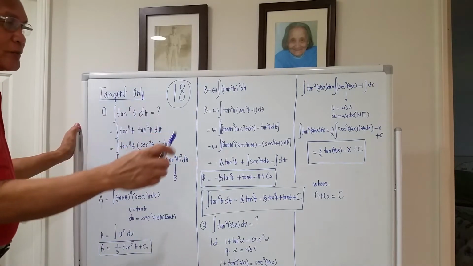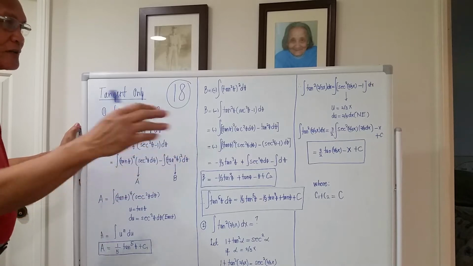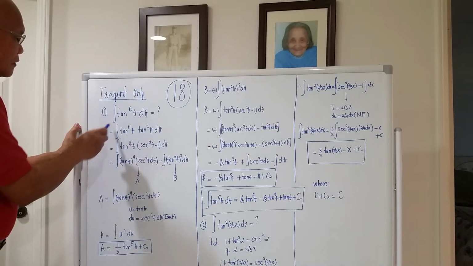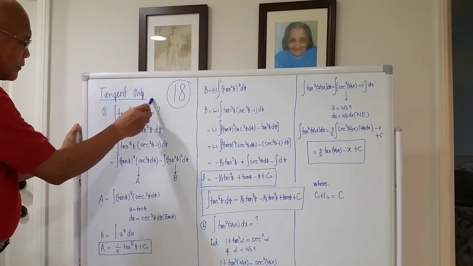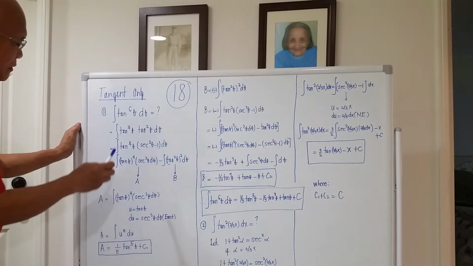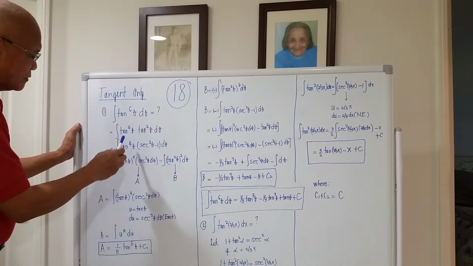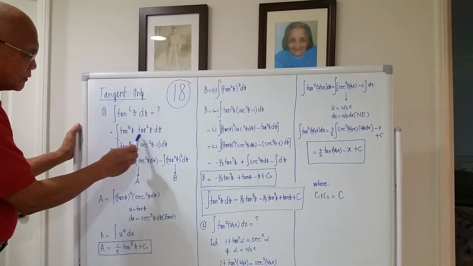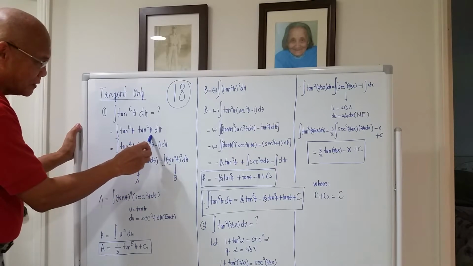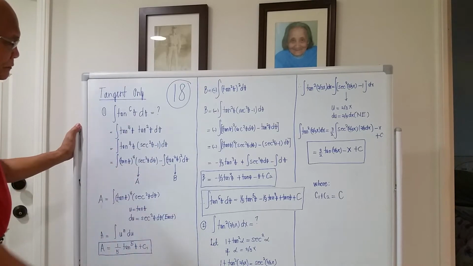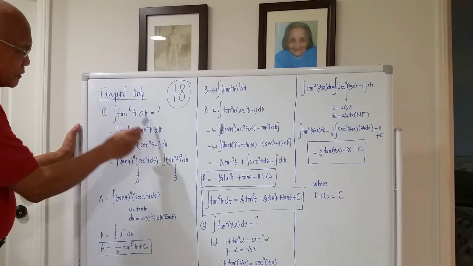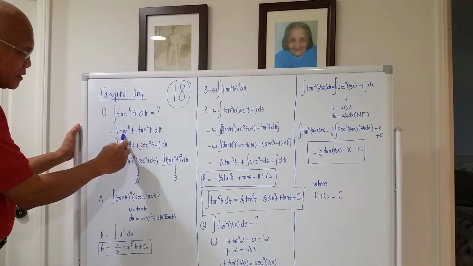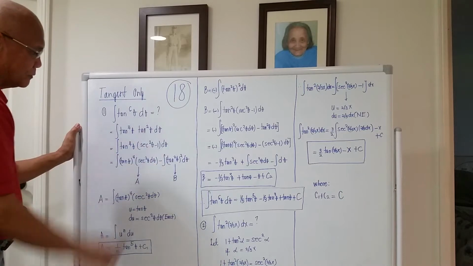Proceeding with the solution of this systematically. The integral of tangent to the 6 of theta, differential theta. This can be written as tangent to the 4th of theta, tangent to the 2nd power of theta, differential theta. 4 plus 2 is 6, so we just rewrite it in another form.